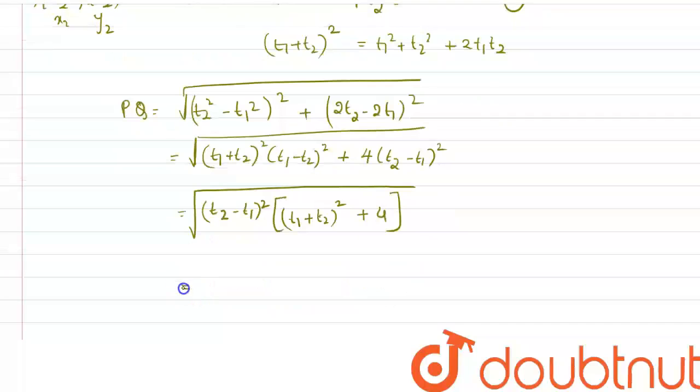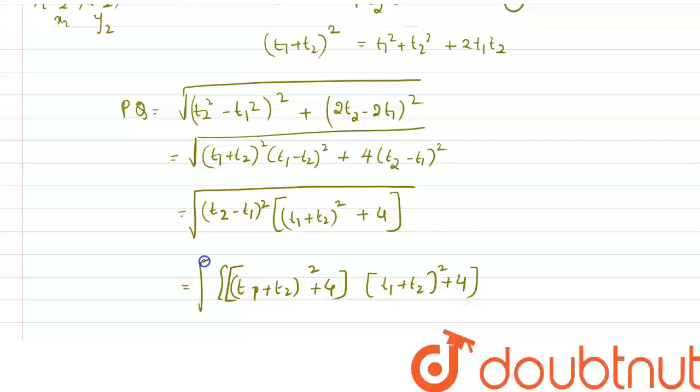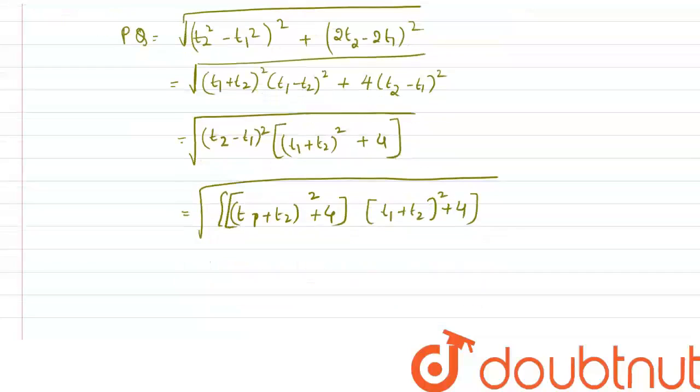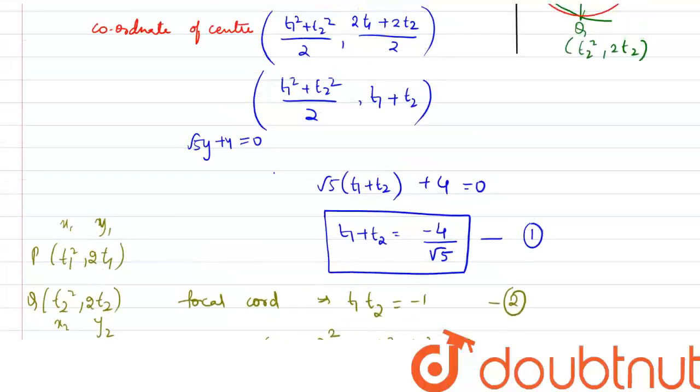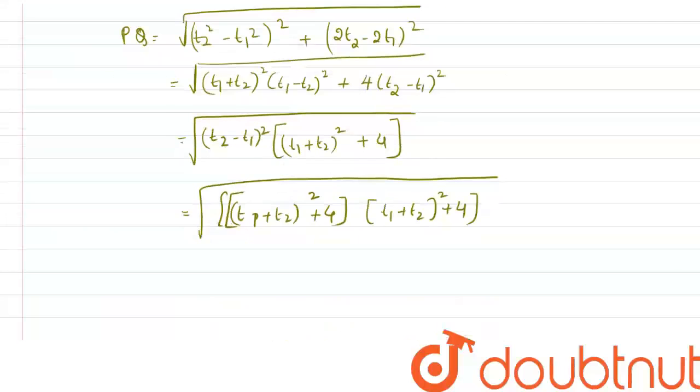Here, what do we get? If we take this as common outside, we get (t2 minus t1) whole square into ((t1 plus t2) whole square plus 4). What can we write (t2 minus t1) whole square as? We can write it as (t1 plus t2) whole square minus 4 t1 t2, and the whole thing is under square root. That means in here, what else do we know from our answer? Here t1 plus t2 is minus 4 by root 5.